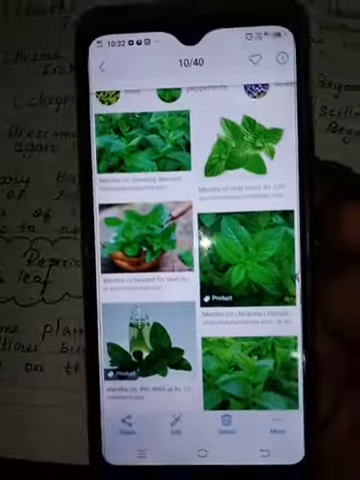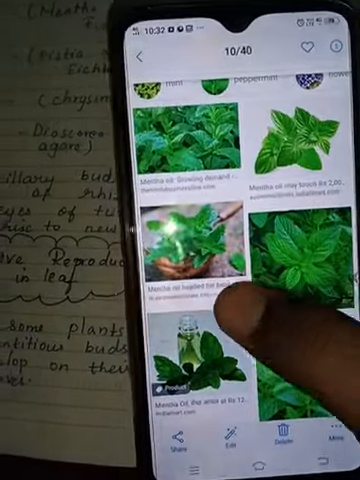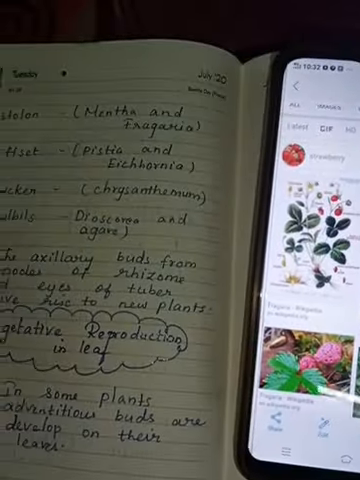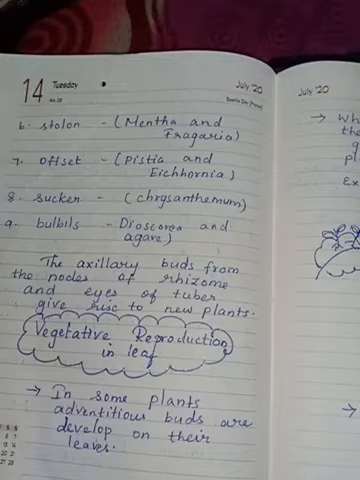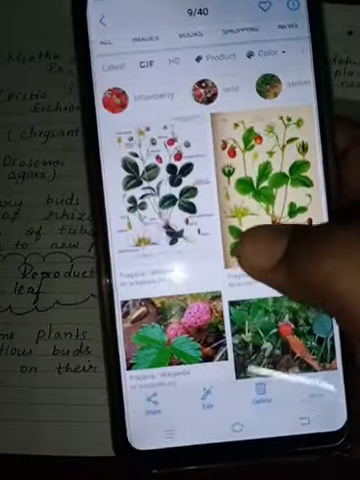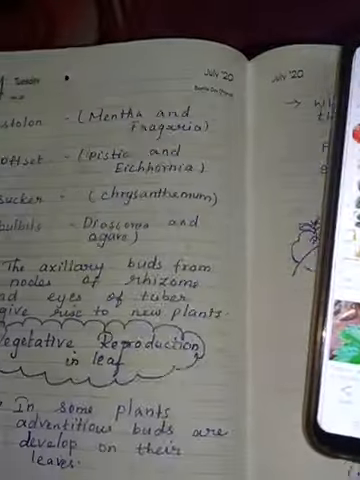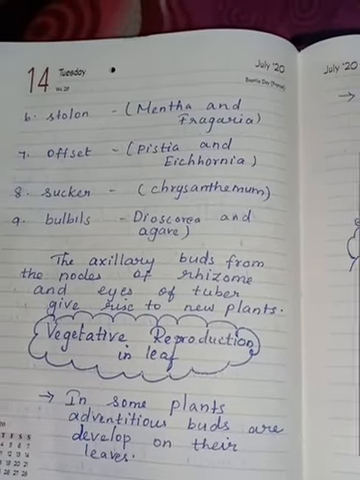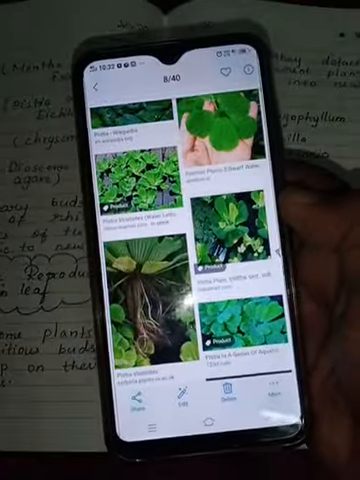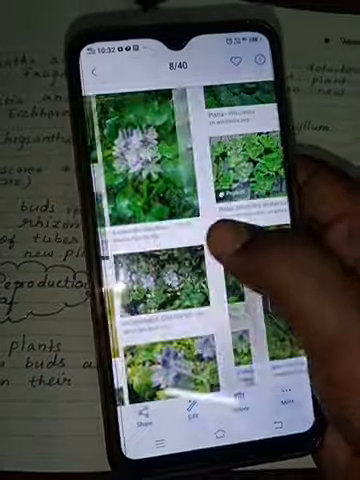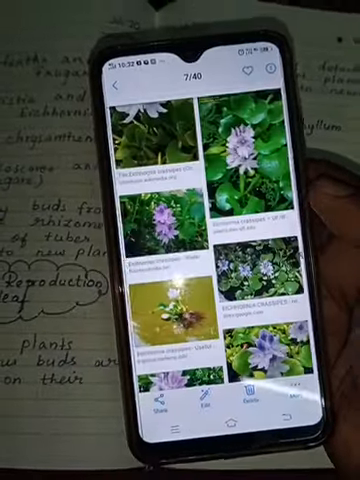So here mentha. We know about the mentha. We are daily using mentha in our life. Then next one is Fragaria. It's a familiar plant, strawberry. The botanical name of strawberry is Fragaria. Okay. Next offset, Pistia. See, this one is a Pistia. Next Eichhornia. So this one is a Pistia and Eichhornia.